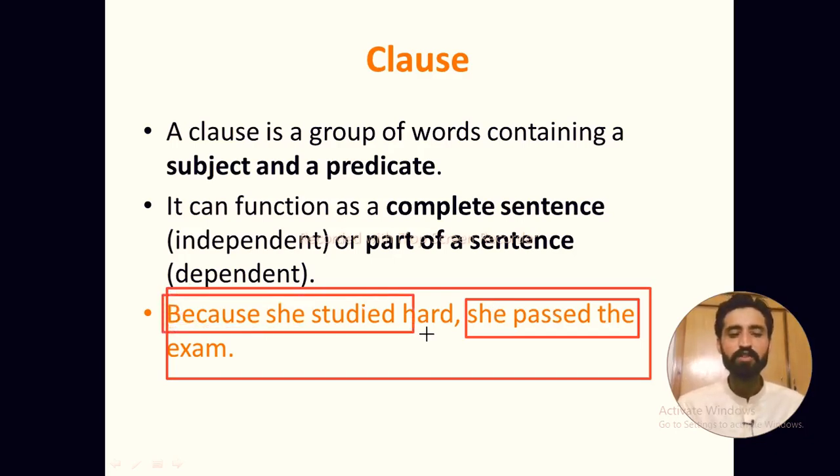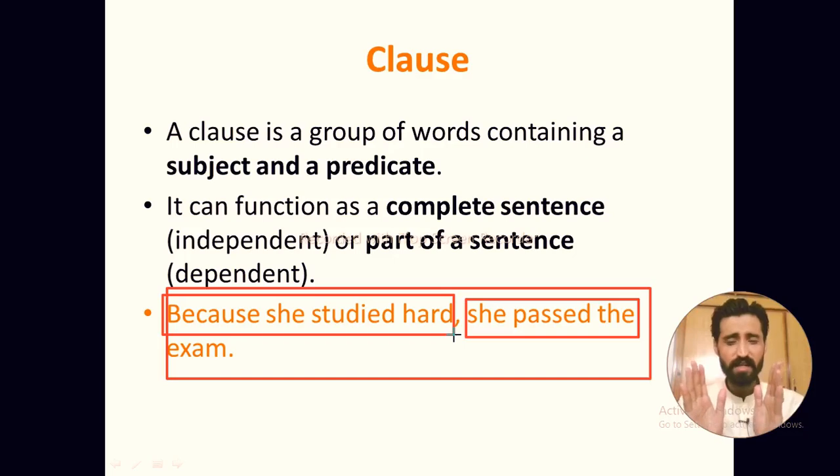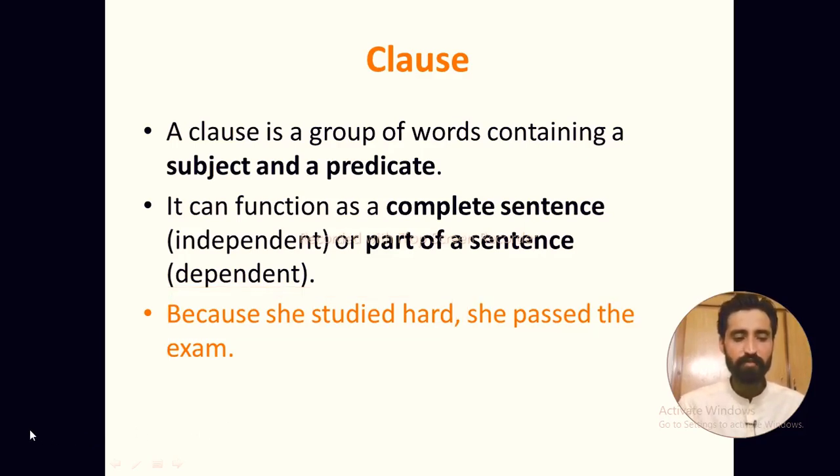The next one is: because she studied hard. Now, if you read this clause without reading the further part of the sentence, we get the idea that this is actually a dependent clause, because it provides some sense but not complete sense, and it depends on what's coming next, right? That is what makes it a dependent clause. So let's take our discussion a bit further.